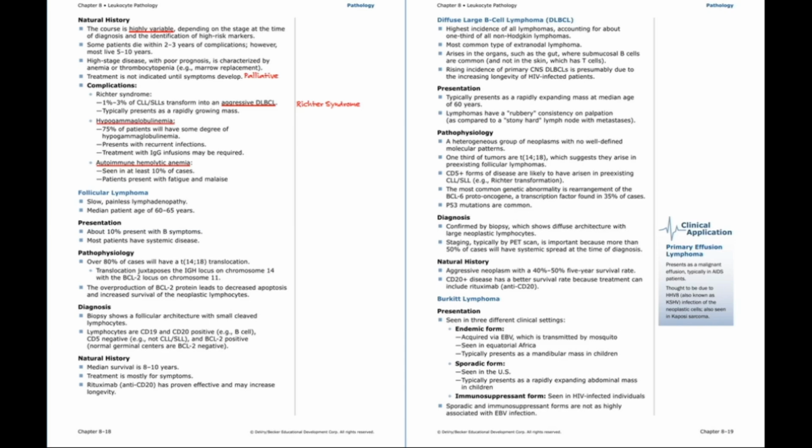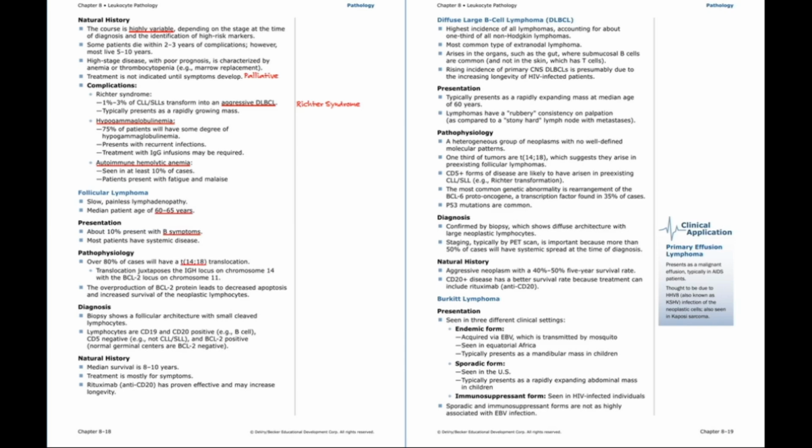Follicular lymphoma is another common neoplasm of the peripheral lymphocytes. It is a very indolent disease, and so it presents as slow, painless lymphadenopathy. Let's make sure we understand the word slow right. These patients might present complaining of a 2 or 3 year history of a mass. These tend to be older patients, 60 to 65 years, and about 10% will present with B symptoms: fever, weight loss, night sweats. 80% of these patients will have a t(14;18) translocation.